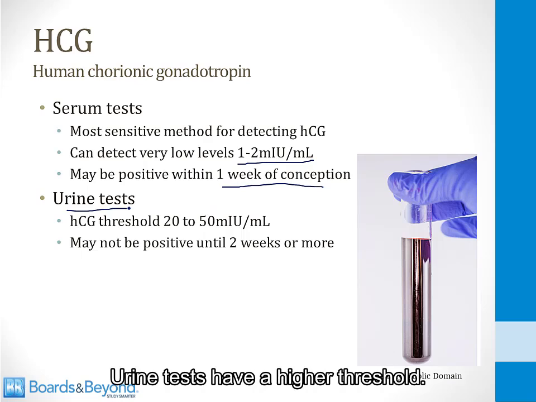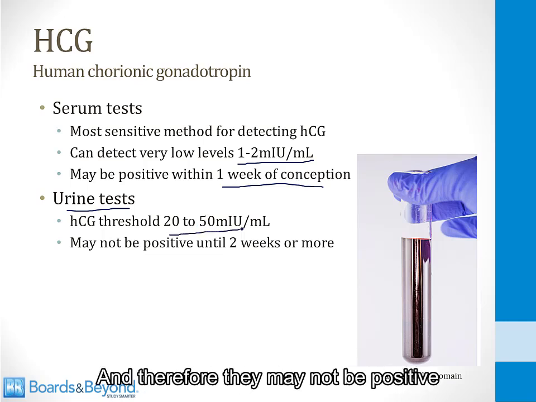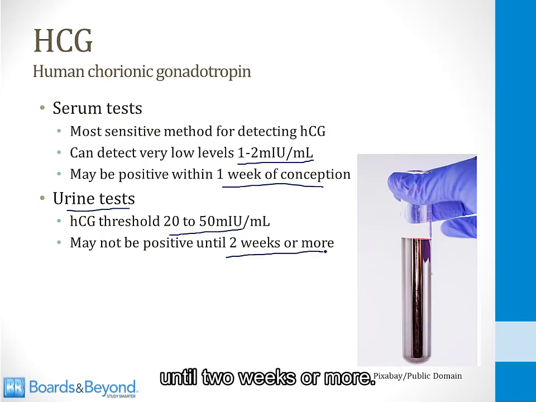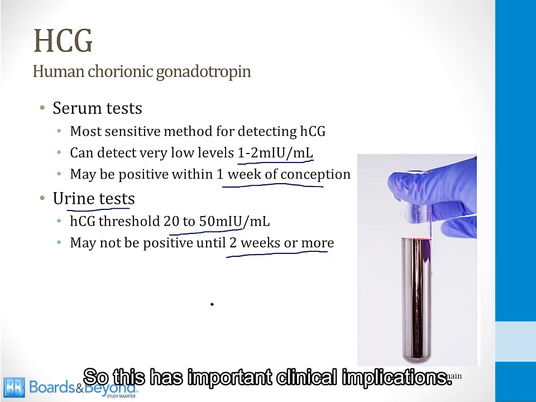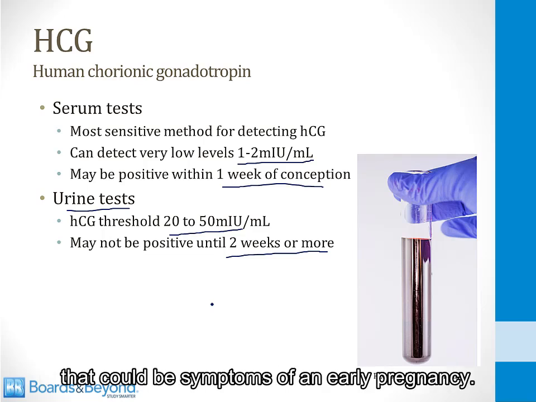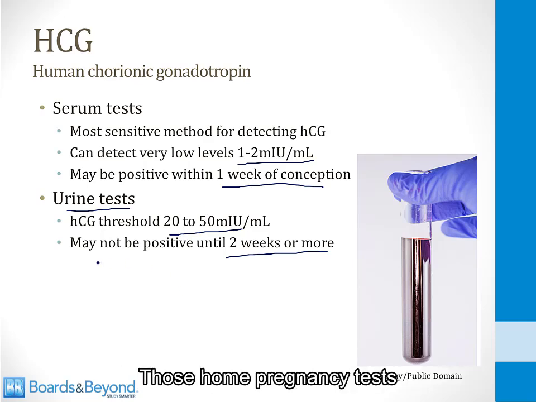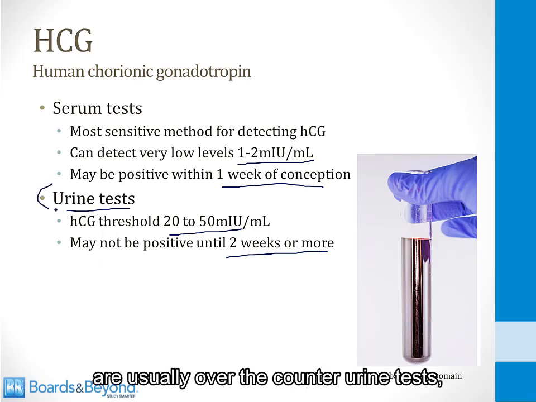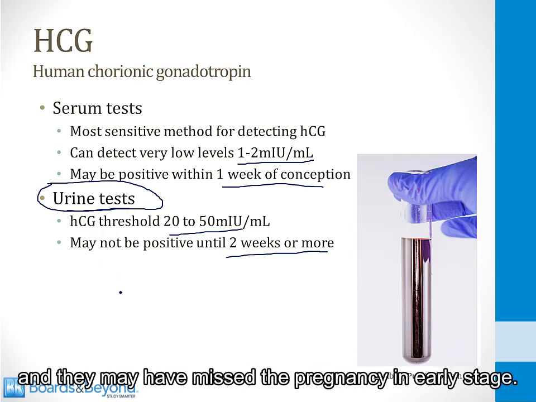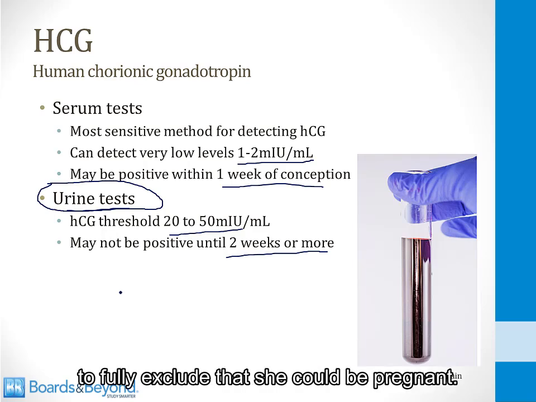Urine tests have a higher threshold. They cannot detect the pregnancy until the serum level gets up to about 20 to 50 microunits per liter, and therefore they may not be positive until 2 weeks or more. So this has important clinical implications. If a woman presents with abdominal pain or nausea that could be symptoms of an early pregnancy, and she says, I took a home pregnancy test and it was negative, those home pregnancy tests are usually over-the-counter urine tests, and they may have missed the pregnancy in an early stage, so you need to order a serum test to fully exclude that she could be pregnant.